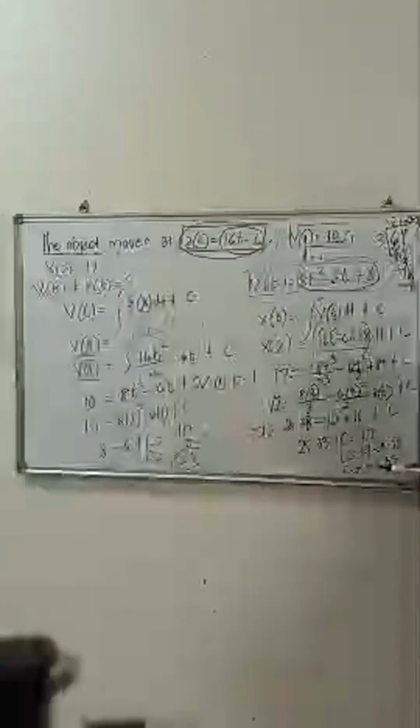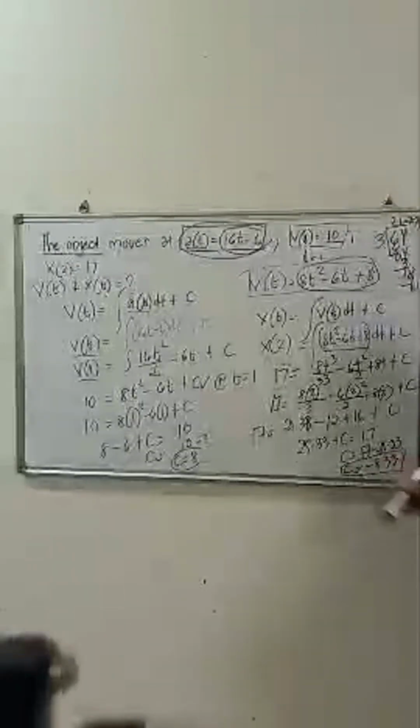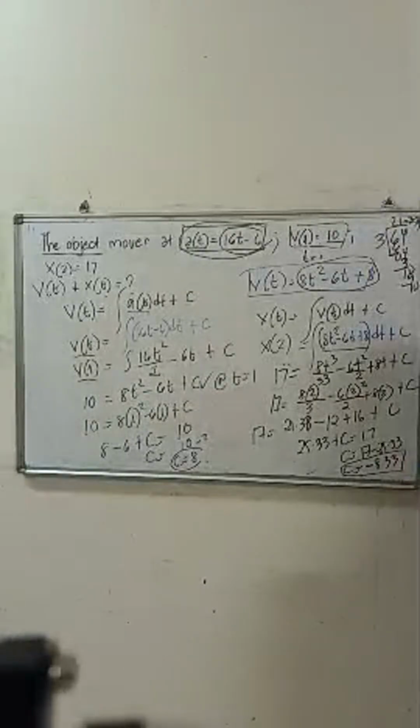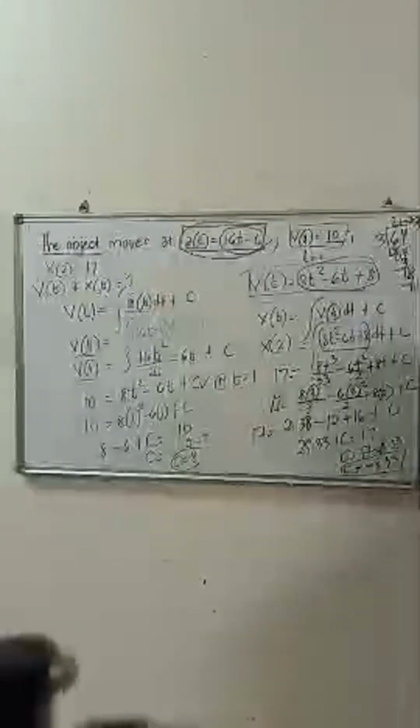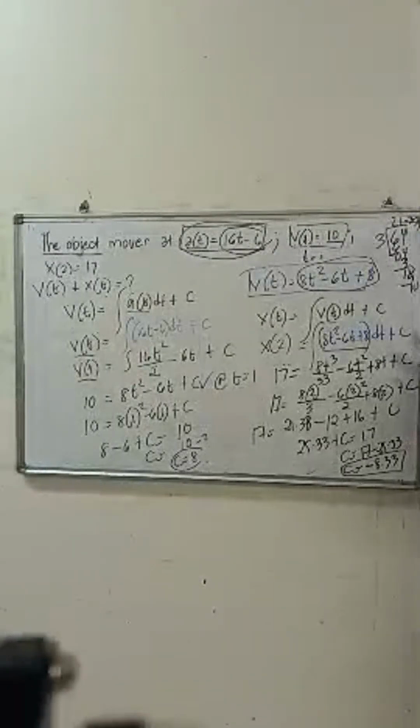Because negative or positive, it is still an integer, so it's still considered a constant by theory. It doesn't matter. Don't always interpret that a constant is always positive, because the concept of a constant includes both positive integers and negative integers. That's a constant. So c is negative 8.33. Let's substitute c where there's a c.